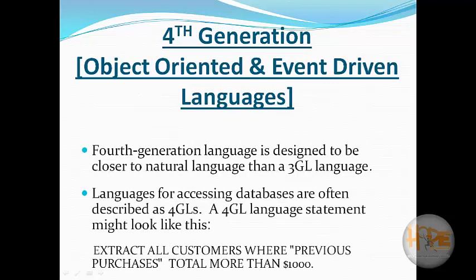Now, fourth generation, which is object-oriented and event-driven languages. Fourth generation language is designed to be closer to natural language than a third generation language. Languages for accessing databases are often described as 4GLs. A 4GL language statement might look like this: extract all customers where previous purchases total more than $1,000.